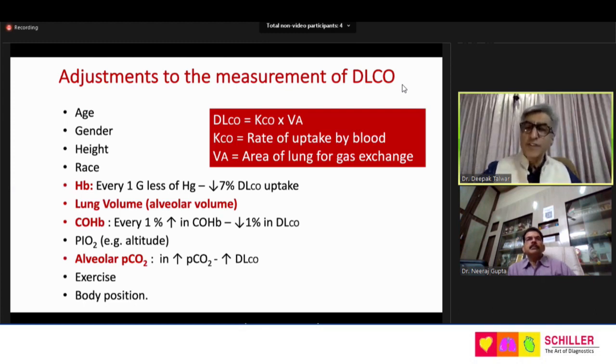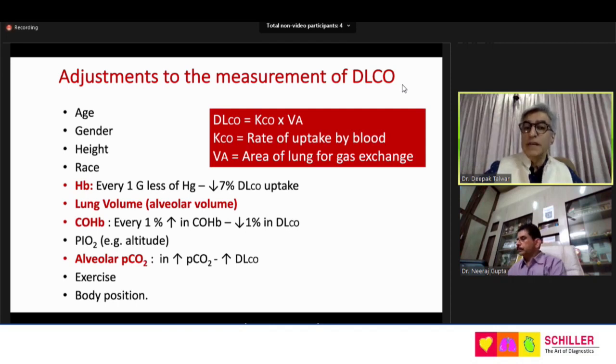So there are lots of adjustments which may be required, because the diffusion capacity is so-called a transfer test. For those who have joined late, I would like to emphasize that diffusion study is not an appropriate term, because you are not just looking at diffusion across the membrane, it's a transfer test. So it is dependent upon age, gender, height and race. It is dependent on hemoglobin. For every drop of 1 gram of hemoglobin, the diffusion capacity will decrease by 7%.